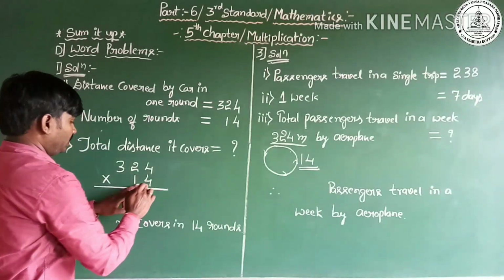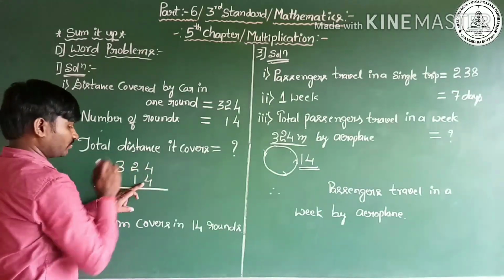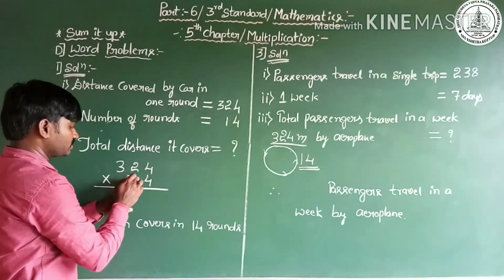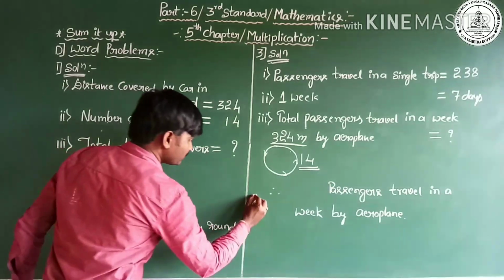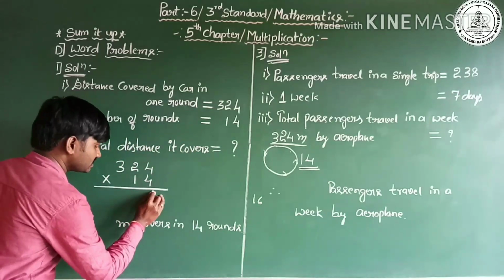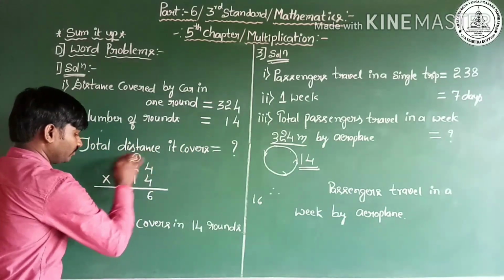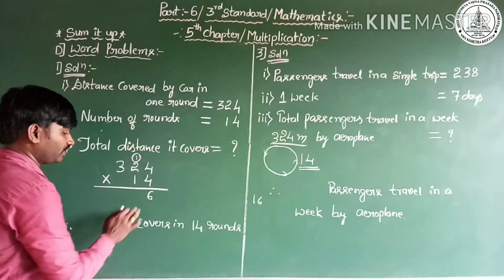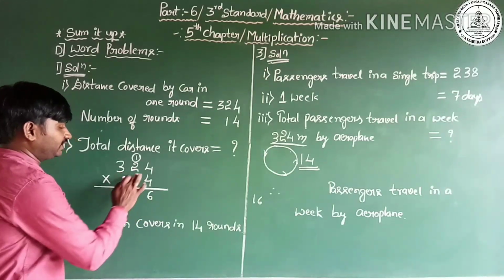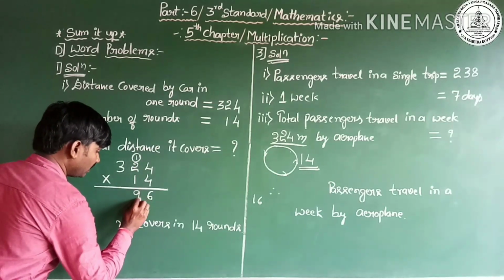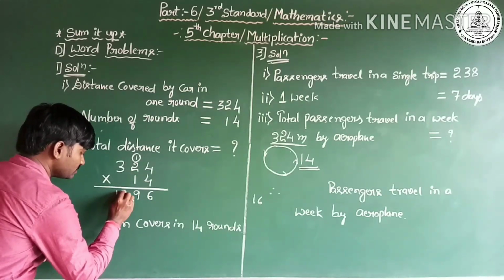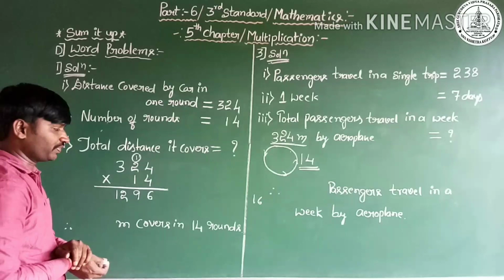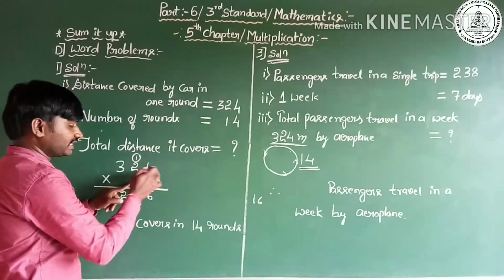Yes, first 4 4s are, 4 2s are, 4 3s are. The next 1 4s are, 1 2s are, 1 3s are. Okay, dear student, 4 4s are how much? 16. Yes, dear student, 6 is here, 1 is carry over. The next 4 2s are 8, 8 plus 1 is 9. The next 4 3s are 12. You write 12 directly because there are no other digits. Okay, dear student, the next go to the second step.